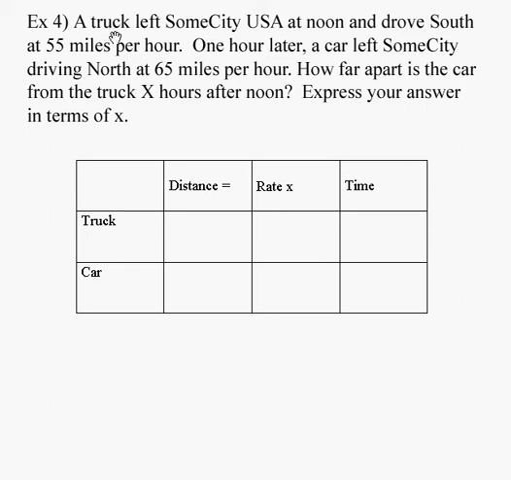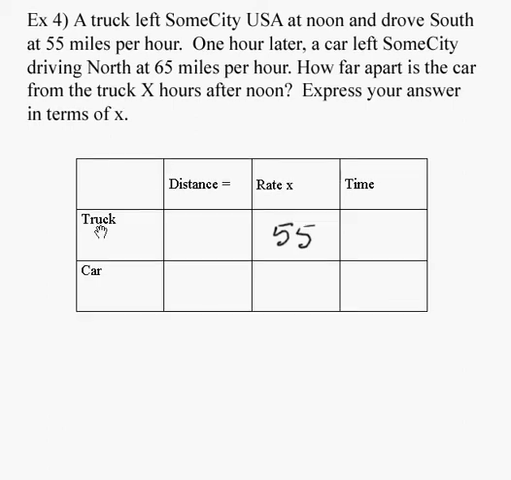And as we read this, we've got a truck that's leaving some city, USA at noon, driving south at 55. An hour later, a car left some city driving north at 65. How far apart is the car from the truck x hours after noon? And then write our answer in terms of x. So to fill in our chart, we have to represent the truck and the car. Now let's start filling in what we know. We know that the truck right here was driving at 55 miles an hour.